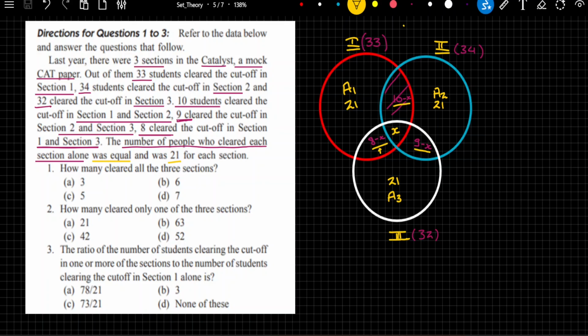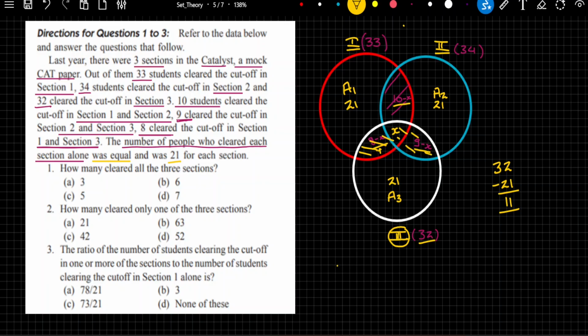See, what you can do is pick any one of the three sections and get your answer. So let me pick section 3. I'll make one equation and I'll be able to get the value of x. What I know is the number of students who have cleared the cutoff in section 3 is 32. The value of the complete circle is 32. Now guys, from 32, if I remove 21, I'll get 11. Now the question is, what is this 11 the value of? You would say, sir, 11 is the value of this complete region, the remaining part, this complete thing, isn't it?